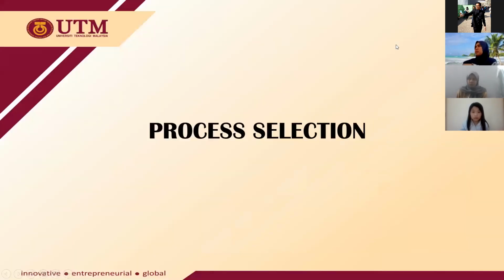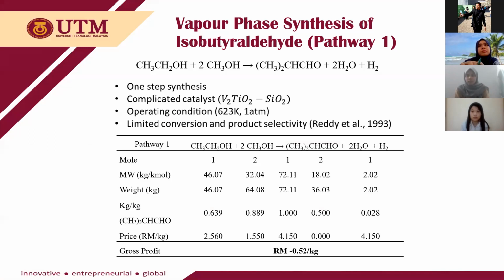Through intense literature reviews related to the research, we have summarized 3 process pathways. The first one is the vapor phase synthesis of isobutadiene.